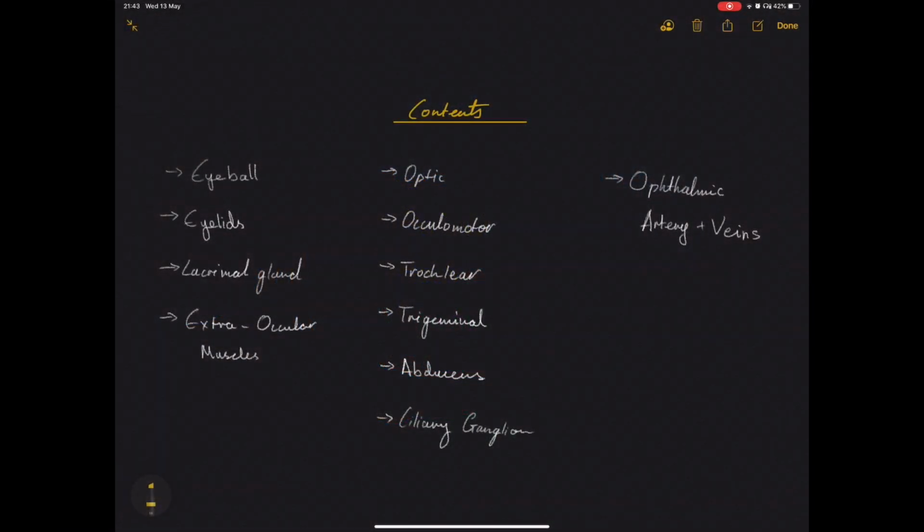Alright, so quickly going through the contents of the bony orbit. There is the eyeballs and associated structures such as the eyelids, lacrimal gland, extraocular muscles, as well as neurovasculature such as the optic nerve, oculomotor nerve, trochlear nerve, trigeminal nerve, in particular the ophthalmic division, which makes remembering the ophthalmic artery and veins easier to remember. And there is the abducens nerve, and finally the ciliary ganglion.